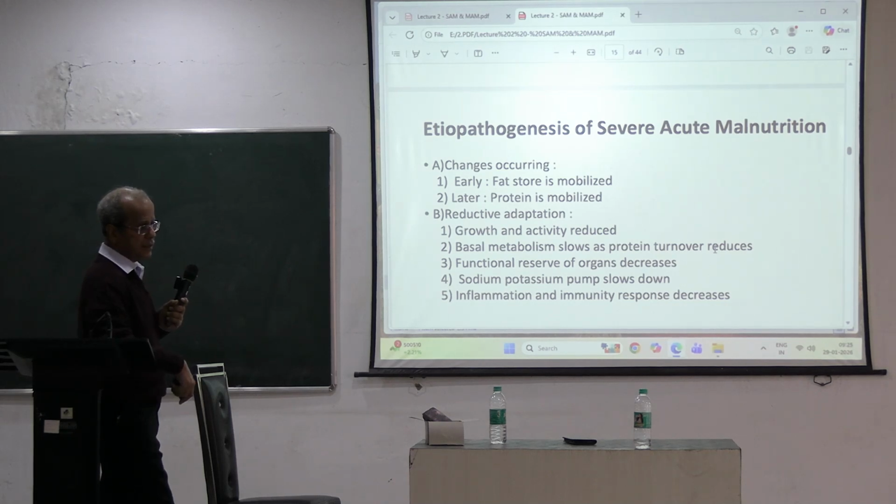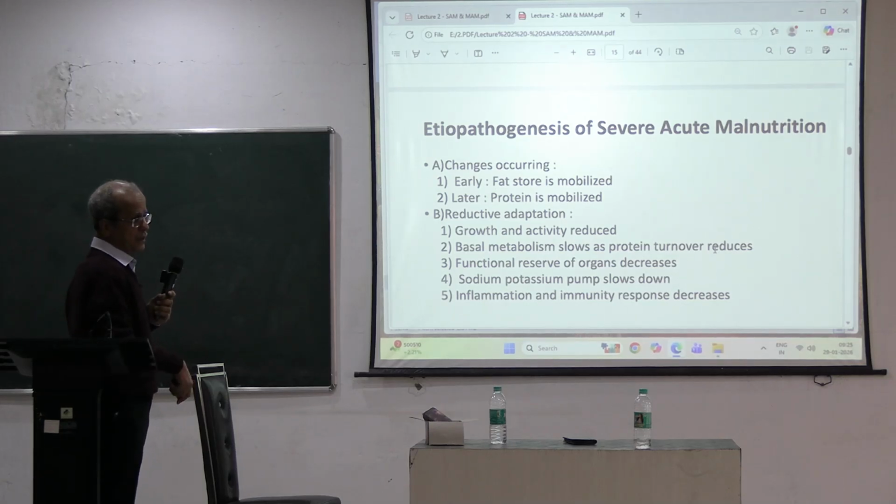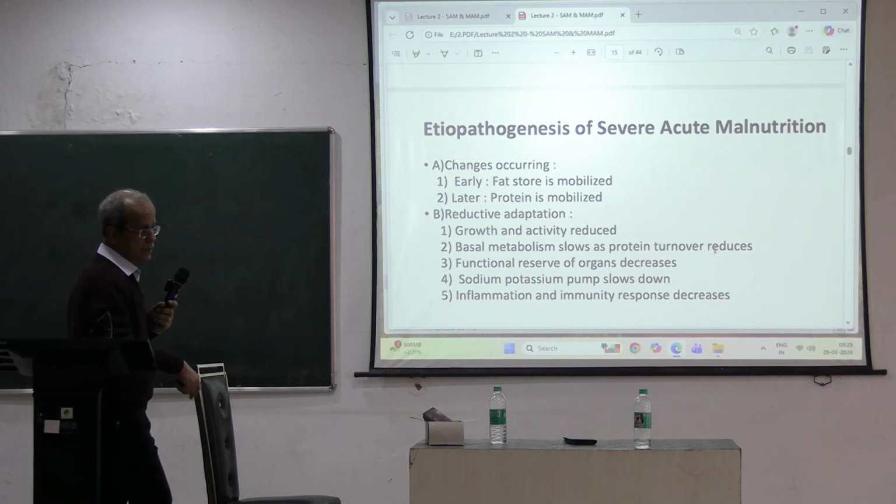So which are the organs affected? Subcutaneous fat, which has the least metabolic rate. And what else? Muscle at rest. When a muscle is not active, the metabolism in the muscle is less, and that is the first one to be affected in malnutrition. Fat and muscle. Okay. So the functional reserve of organs decreases, and very importantly, the sodium potassium pump slows down because it needs ATP, needs energy.